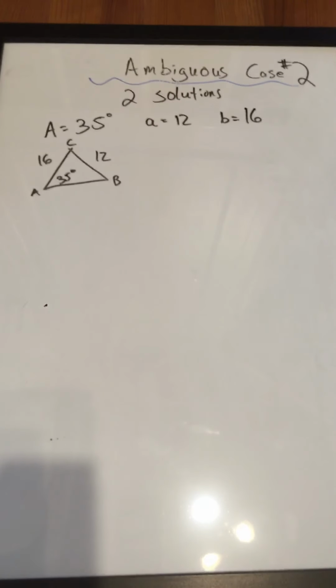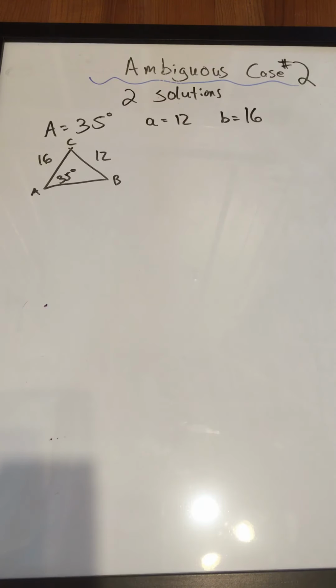Alright guys, here's a second scenario that we might encounter with the ambiguous case. So I kind of mentioned this before about having two solutions. This is an example where we're going to have two different solutions for this triangle. And I apologize in advance because when I draw the second triangle, you guys know my artwork is not good. So let's get into it.